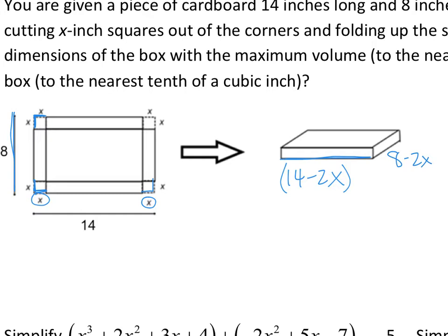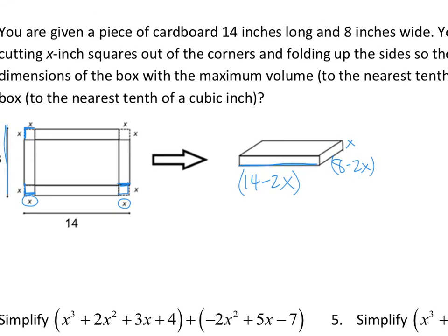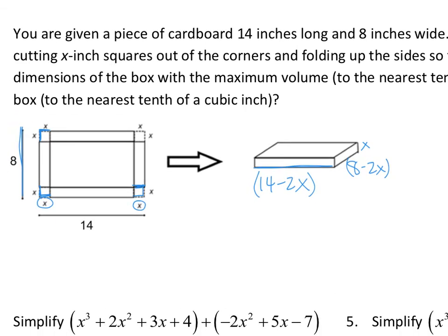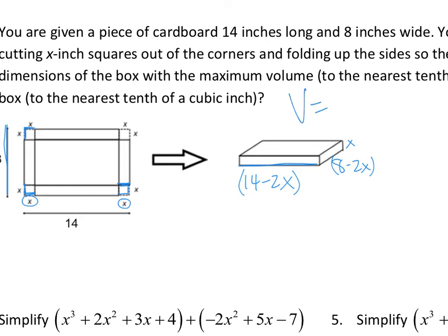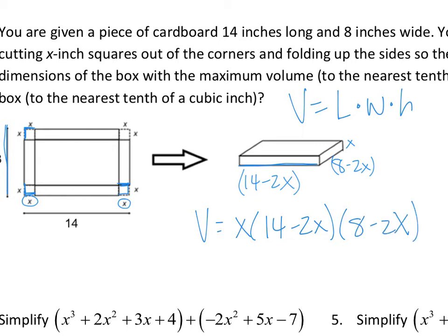And then when we fold up, this right here, this X, becomes the height. So we've got a height of X. So we need those 3 measurements to find the volume, because the volume is the length times the width times the height. So I'm just going to multiply together these 3 things. So X times 14 minus 2X times 8 minus 2X. You do not have to do the work to sit and multiply that out. That's not what we're testing here.